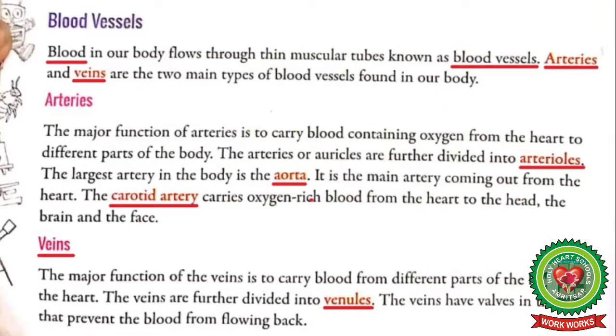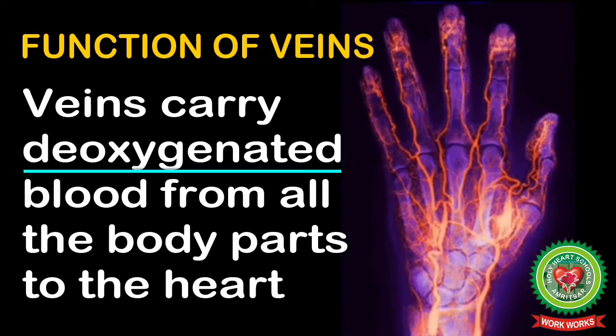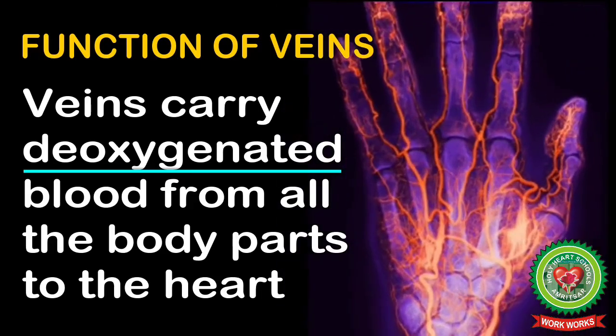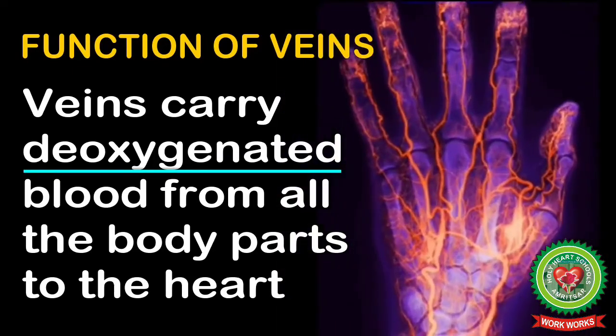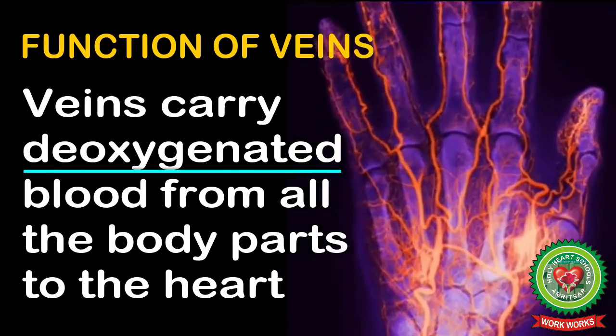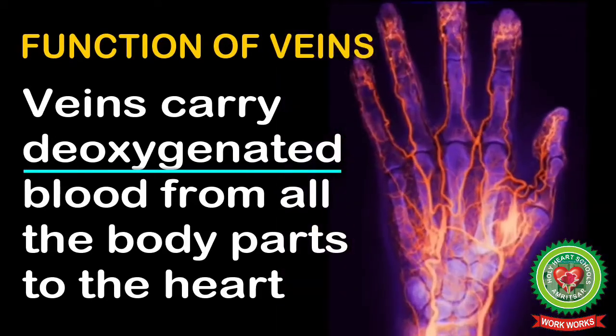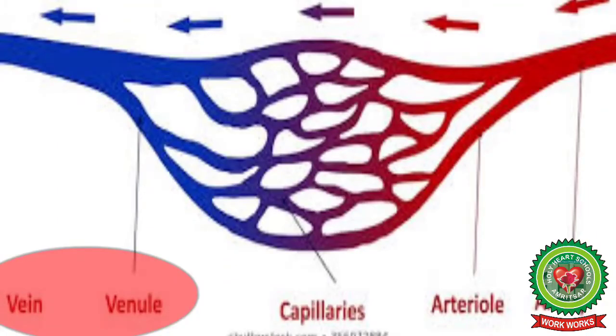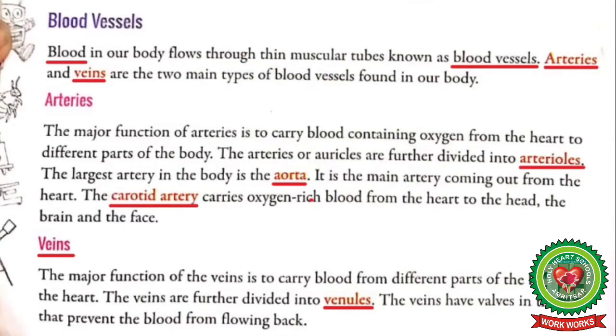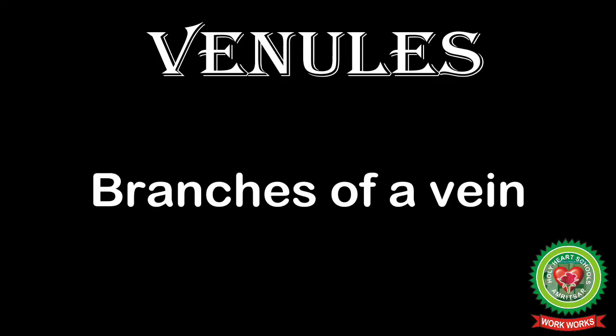Now, next is veins. Students, the veins carry deoxygenated blood from all the body parts to the heart. So, this is the major function of the veins. And deoxygenated blood is the blood from which oxygen has been removed. Students, veins are further divided into venules. So, what are venules? Venules are the branches of a vein.